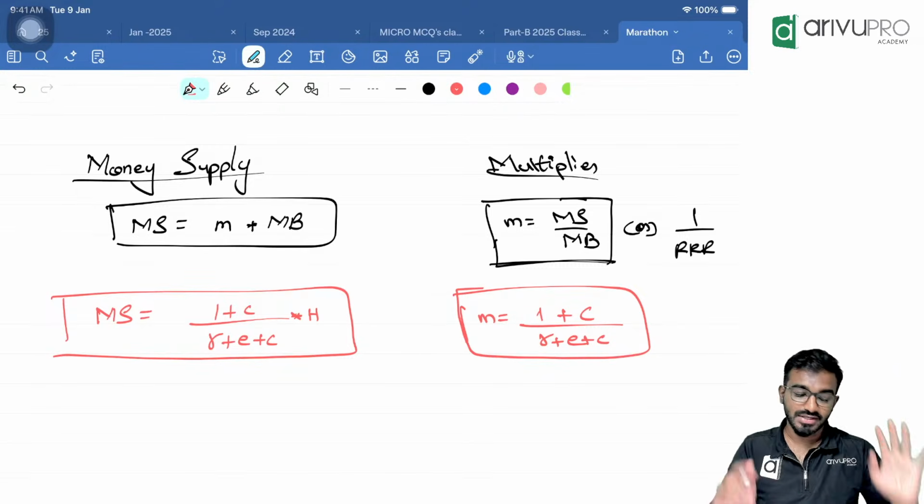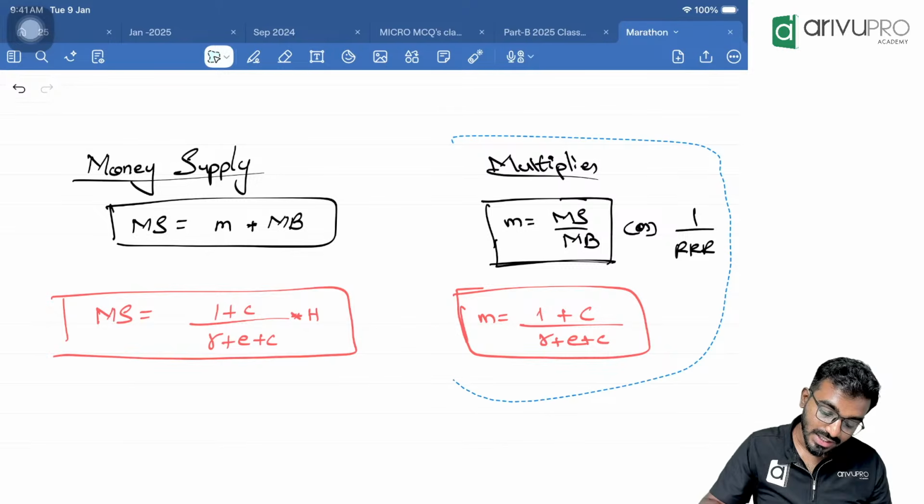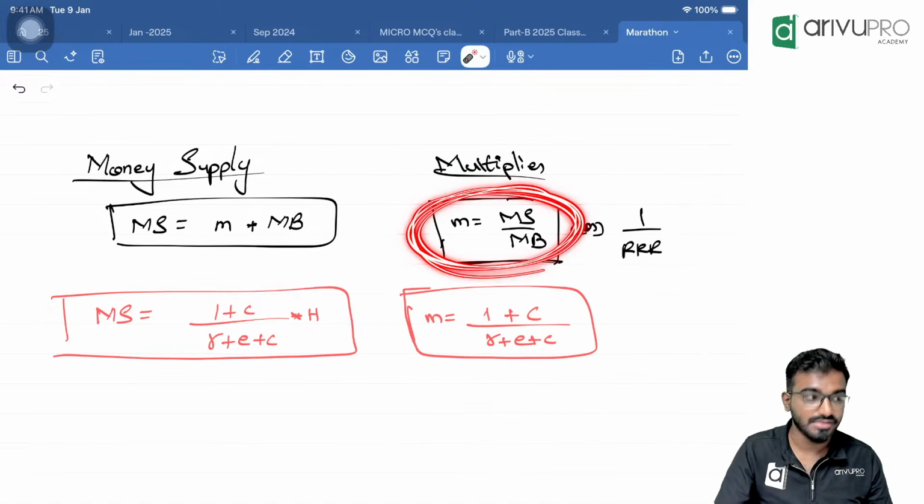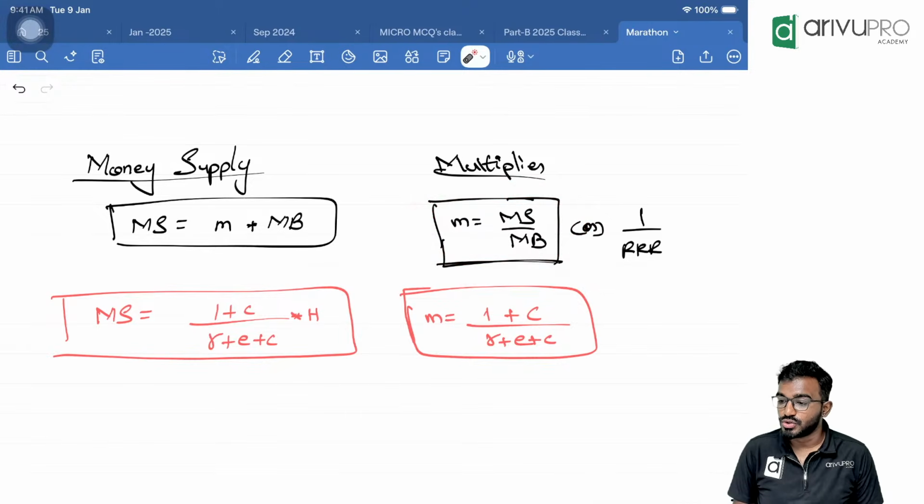These are the formulas which you have to remember. And especially from the exam perspective, this first formula, MS by MB, is what you have to remember the most.